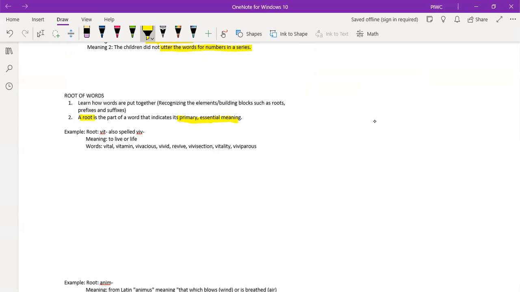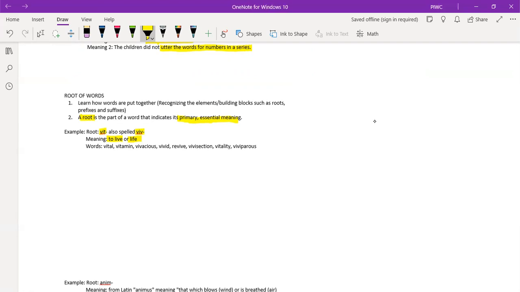Let's take the word VIT, and it can also be spelled VIV. So VIT and VIV, with something at the end. What does that mean? Anything with VIT or VIV means to live or life, something with life in it. We see this in words like vital, vitamin, vivacious, vivid, revive, vivisection, vitality, and viviparous.